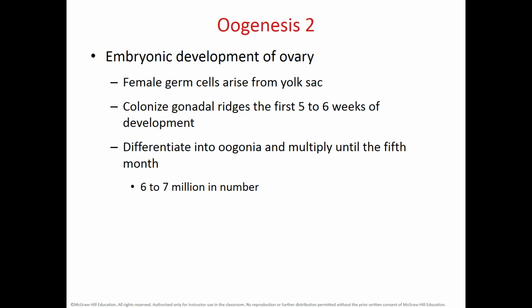Embryonic development of the ovaries. So, the oogonia develop from the yolk sac in the embryo, similarly as in males. And then these cells will colonize the gonadal ridges during the first 6 weeks of development, and then they will differentiate into oogonia, and then they will start multiplying until the 5th month, and we will end up with 6 to 7 million oogonial cells.